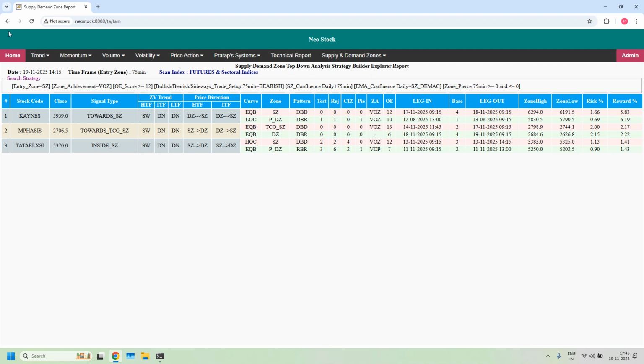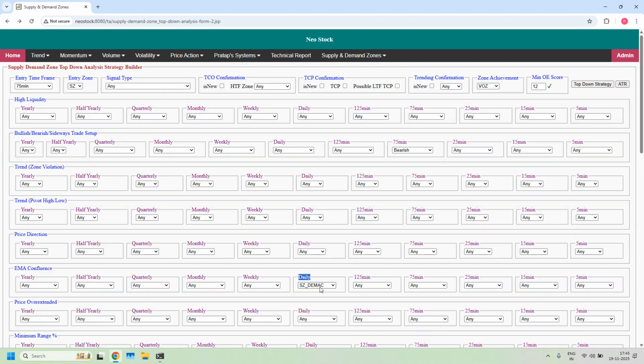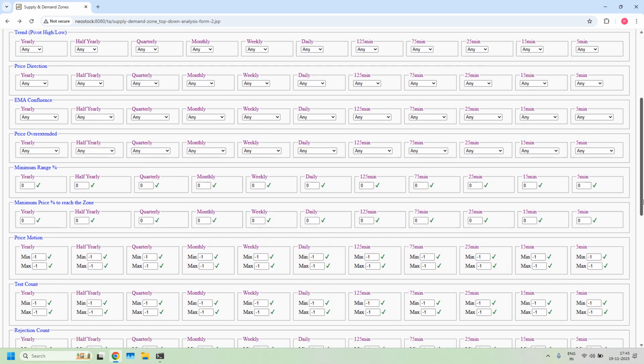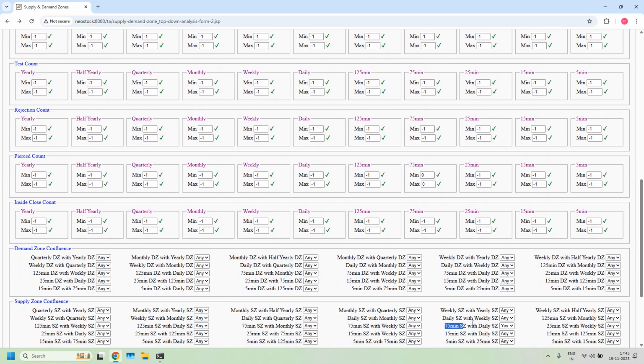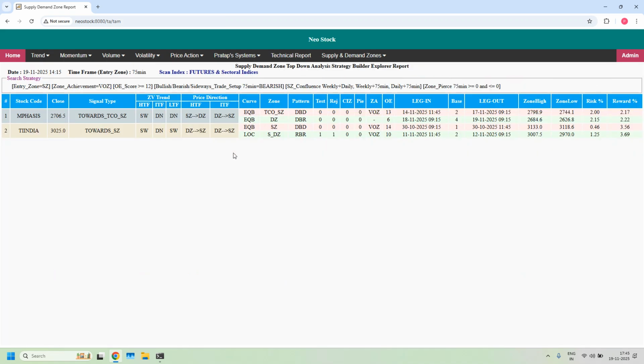Next let us apply the second strategy, removing ITF EMA filter. In the supply zone confluence, 3 filters we have to set: 75 minutes and daily, 75 minutes and weekly, daily and weekly supply zone confluence. By enabling all the 3 filters, we got 2 stocks. Both the stocks, these 75 minute supply zones, overlapped with daily supply zone, both together overlapped with weekly supply zone.